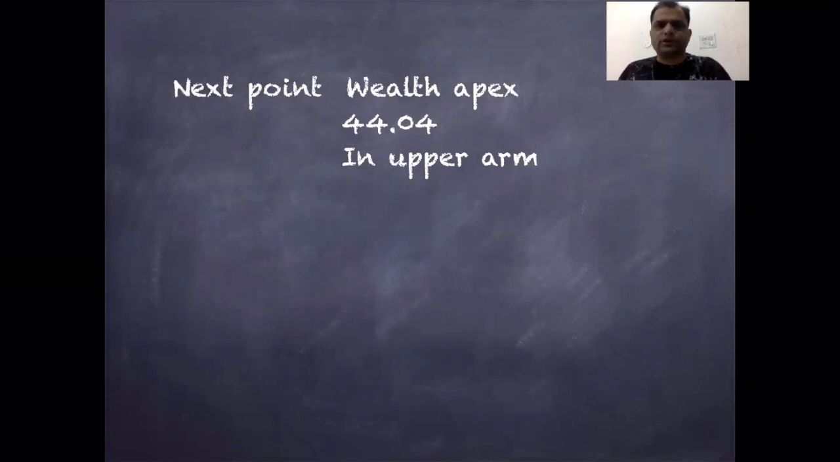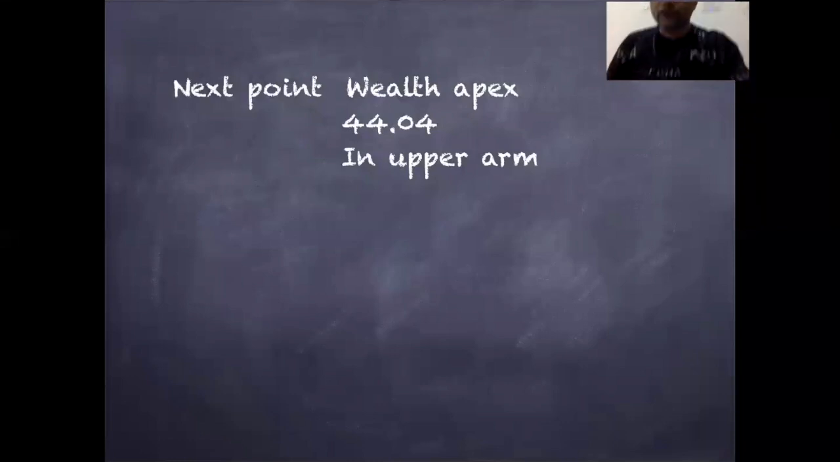The name of this point is wealth apex, or 44.04. These points are in the upper arm, this part. You know, our upper arm is very effective. When we want to fight with someone, we do like this, because from here we are igniting the energy. Liver is the great general. Liver is the great fighter.